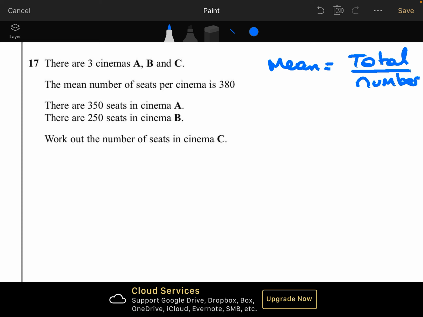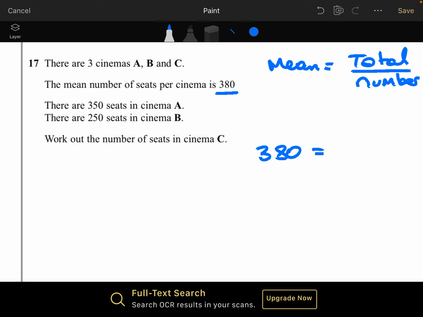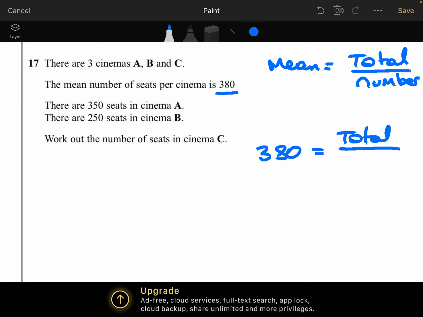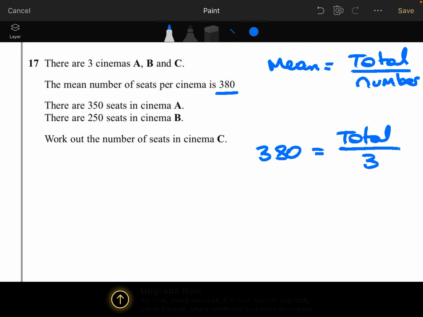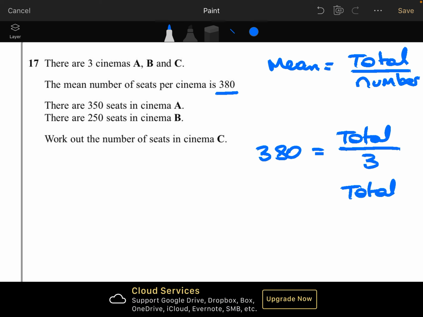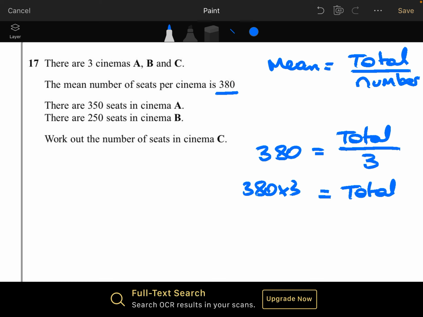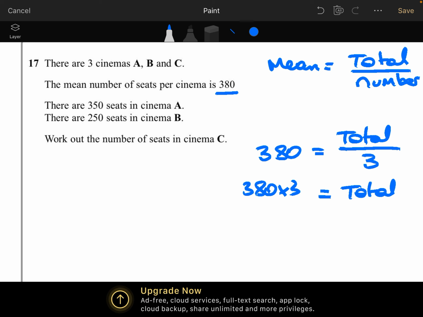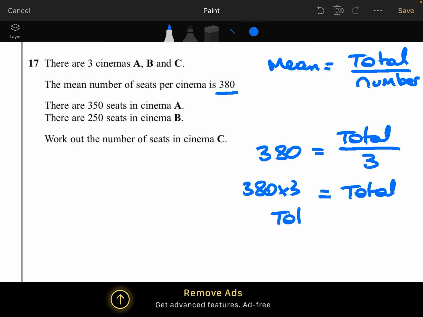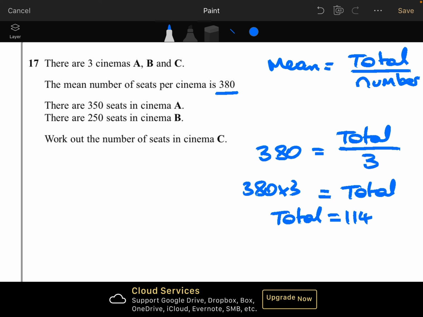So our mean, which is given, they've told us the mean is 380. I've got 380, the mean is equal to the total, don't know what that is, over the number of cinemas, which in this case is 3. So rearranging that, I can multiply both sides by 3. My total is equal to 380 times by 3, and 380 by 3 is 1140. So the total equals 1140.